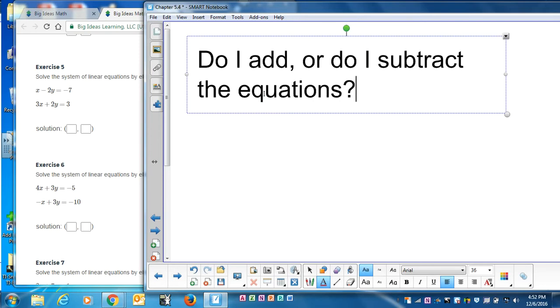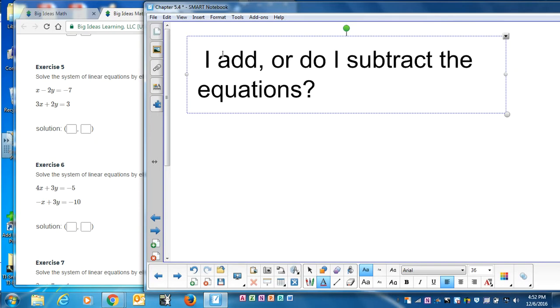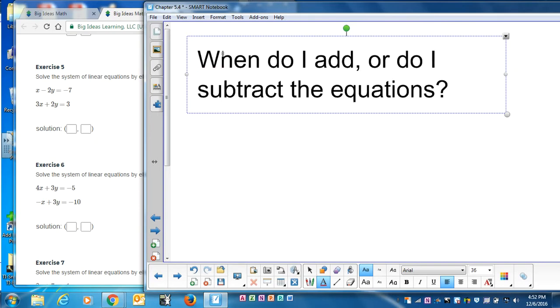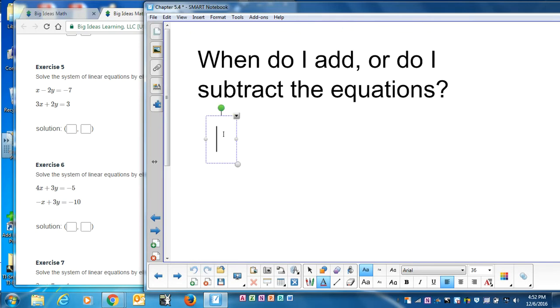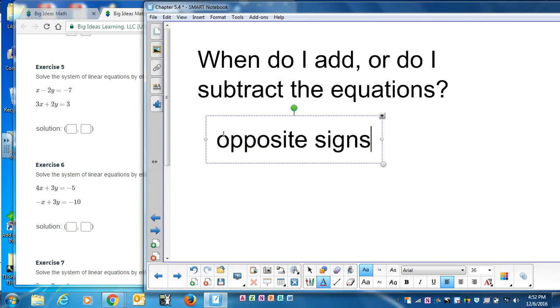Do I add or do I subtract the equations? Okay. When do I add or when do I subtract the equations? Okay. When they are opposites, opposite signs, add them together.